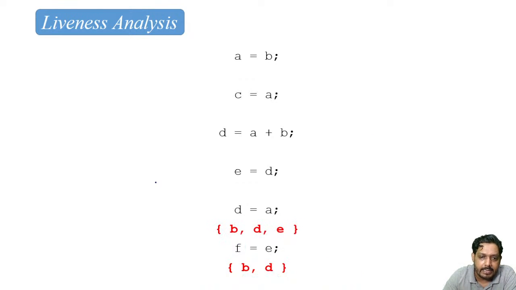Now look here, d is getting updated. So what will happen to d here? d will be dead, right? d will be dead here, but a will be alive. So from here d is gone. Why? Because d is being updated. So at this point of time d will not be live, but a will be live. b will remain here, b is already there in this set, but d will be gone because d is getting updated over here.